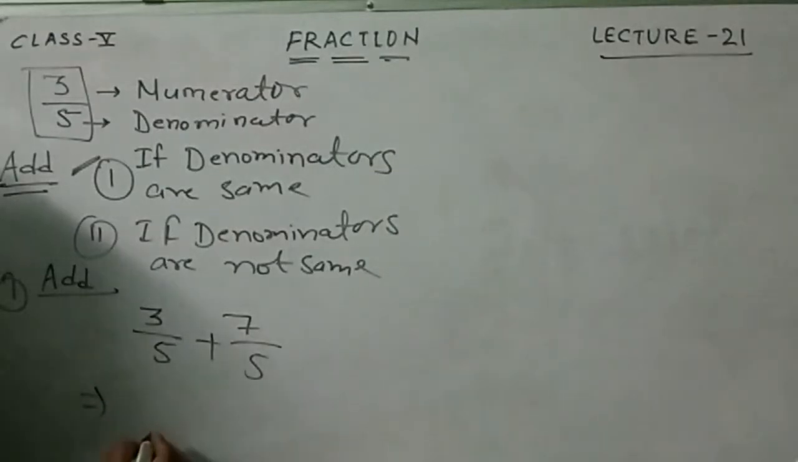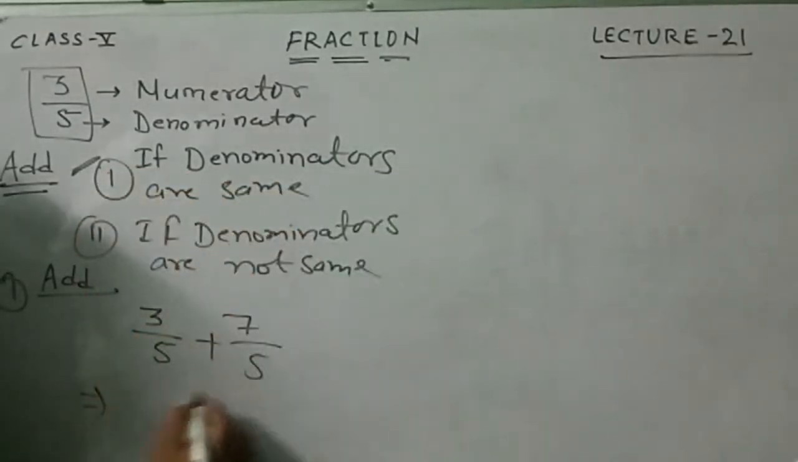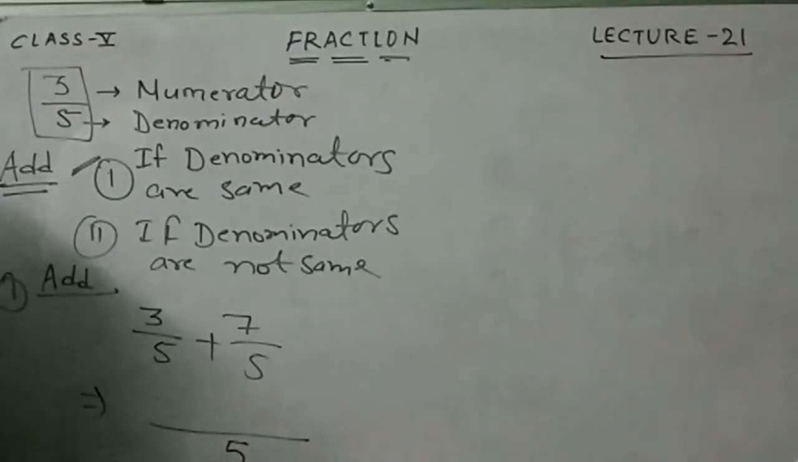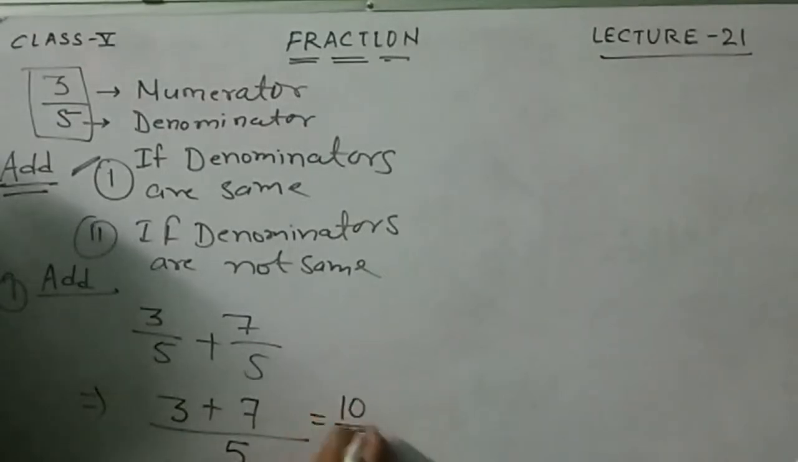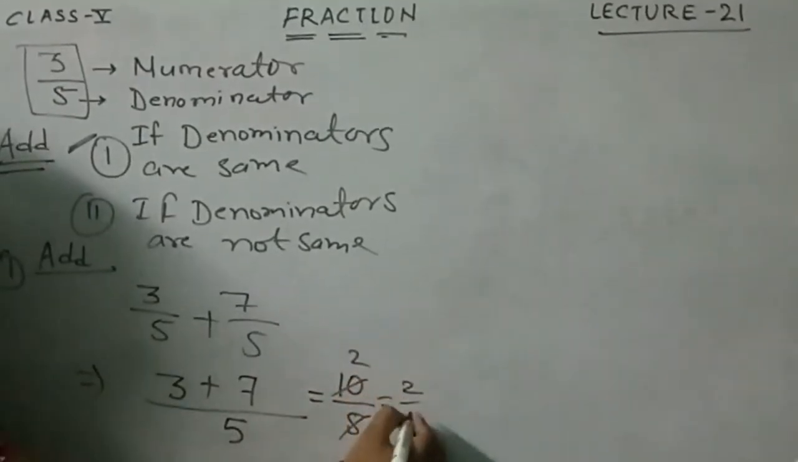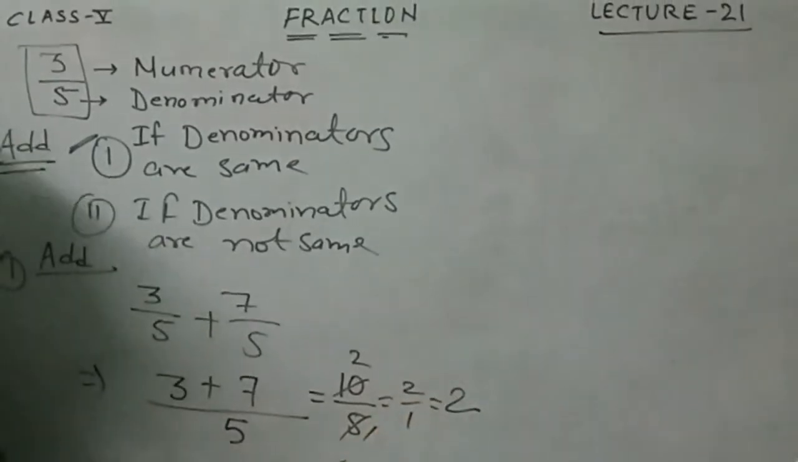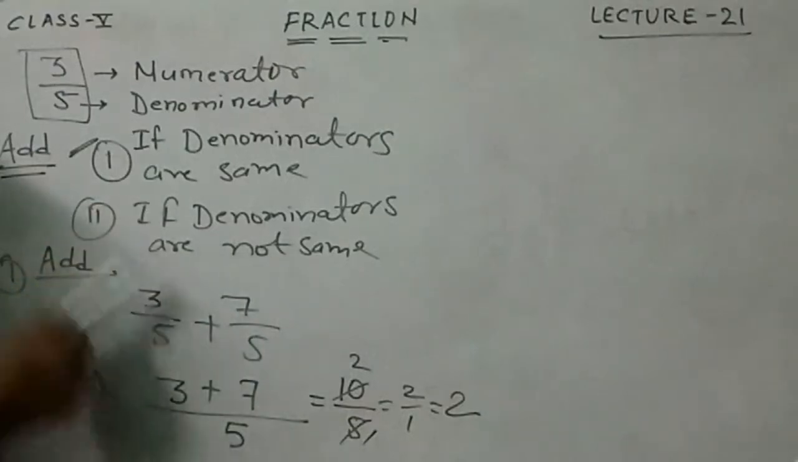In that case, if denominators are the same, you directly draw a line and write 5 in the down, and the upper numbers you just add together. 3 plus 7, that means 10 by 5. Reduce this number: 5 1s are 5, 5 2s are 10, so 2 by 1, or 2. It is possible when denominators are the same.